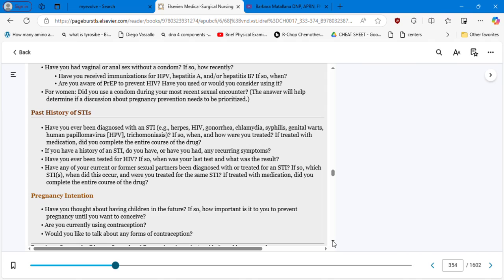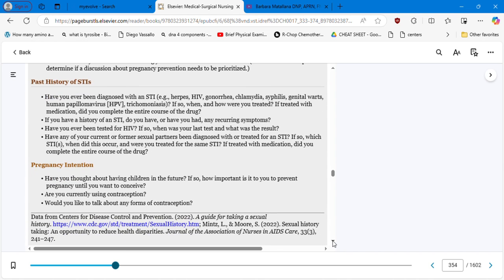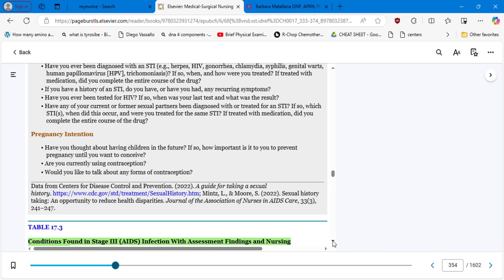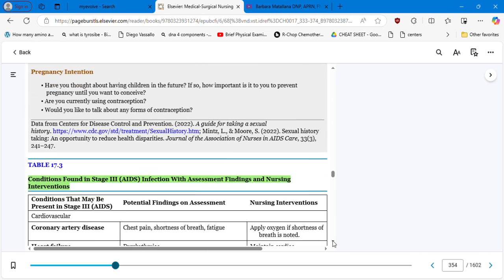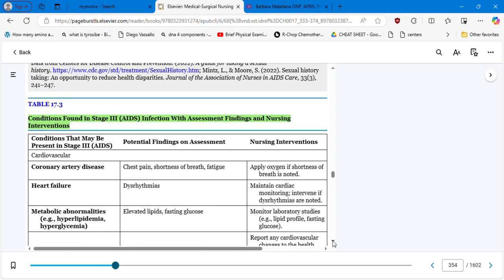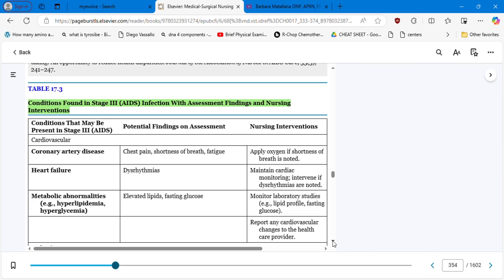Have any of your current or former sexual partners been diagnosed with or treated for an STI? Pregnancy intention. Have you thought about having children? Are you currently using contraception? All this information is very important. Now let's move to conditions found in stage 3.